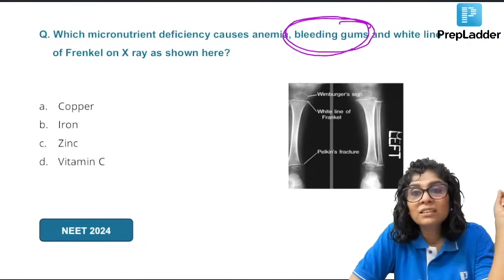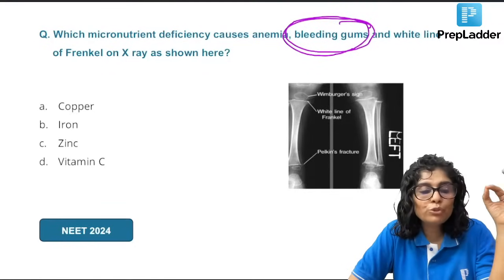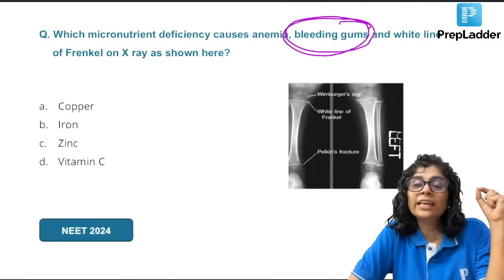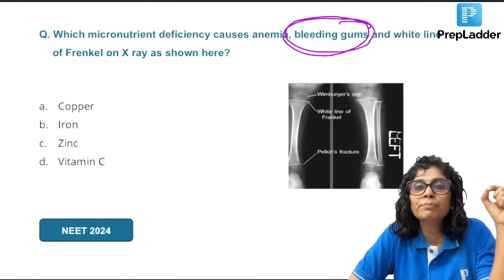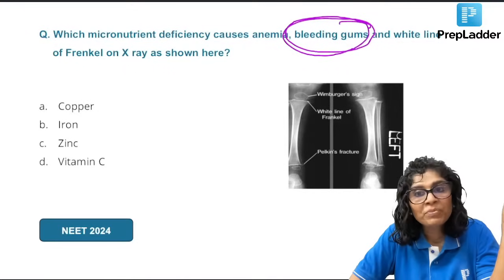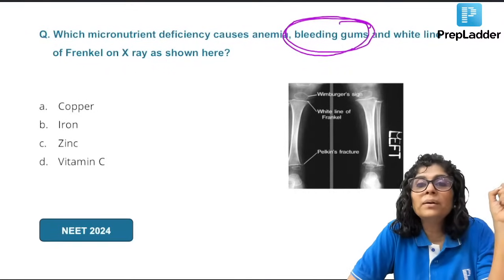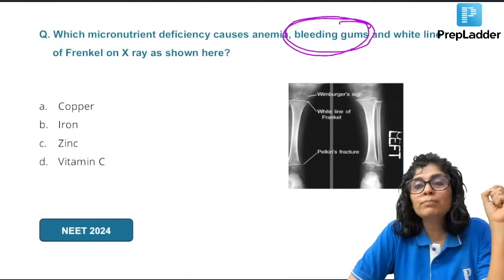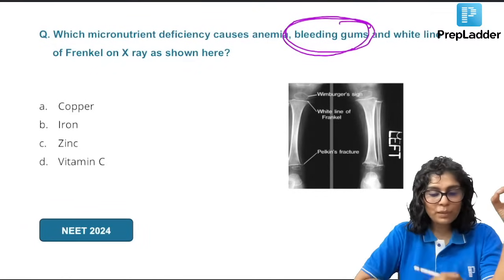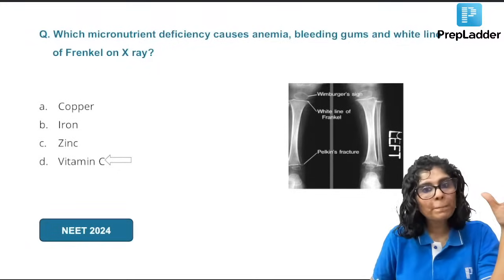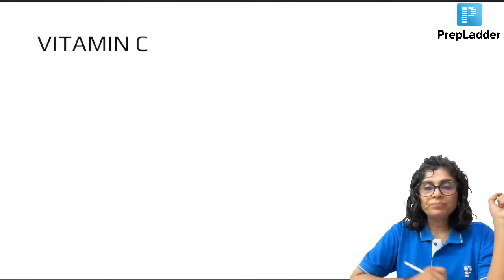Bleeding gums is scurvy. Apart from bleeding gums, you should know that there can be bone manifestations, which can be seen as white line of Frankel. It can be seen as Pelkan's fracture. It can be seen as Wimberger's ring sign. So what is the answer? Scurvy is because of vitamin C deficiency. I will help you understand this more. Okay, so vitamin C.